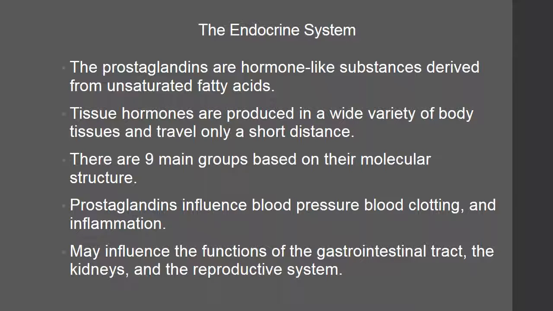There are 9 major groups based on their molecular structure. Don't worry about that now. Prostaglandins influence blood pressure, blood clotting, and in our case, most importantly, inflammation. This is where a lot of inflammation and pain come from. This is how NSAIDs work, by blocking prostaglandins. They may influence the functions of the gastrointestinal tract, the kidneys, and the reproductive system. We worry about them causing gastric ulcers, and they are hard on the kidneys and will wipe out nephrons if necessary.